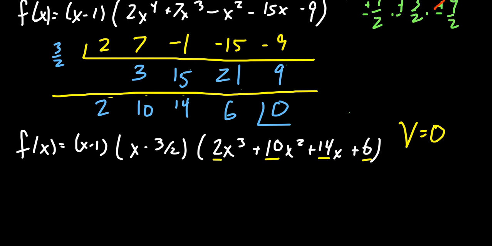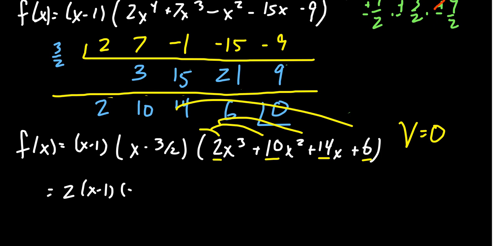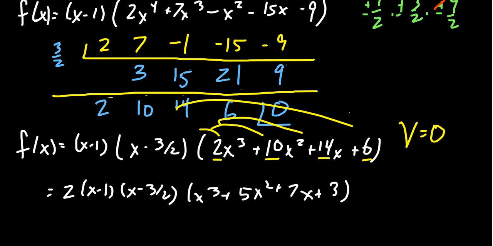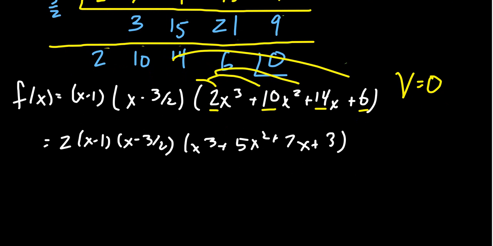Also, notice that each and every one of these coefficients is positive: 2, 10, 14, and 6. We could factor out a common factor of 2. If we did that, we would get 2 times x minus 1 times x minus 3 halves times x cubed plus 5x squared plus 7x plus 3. That's a critical observation here because that affects our rational roots test.